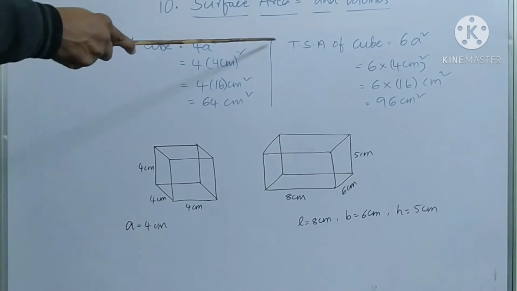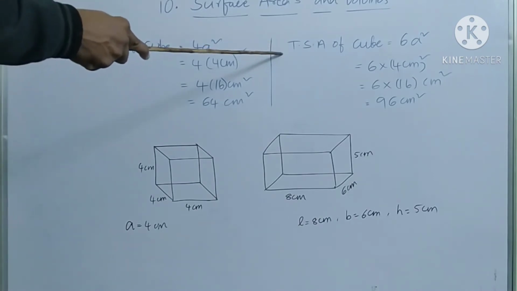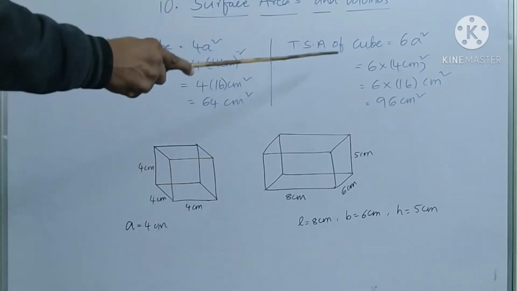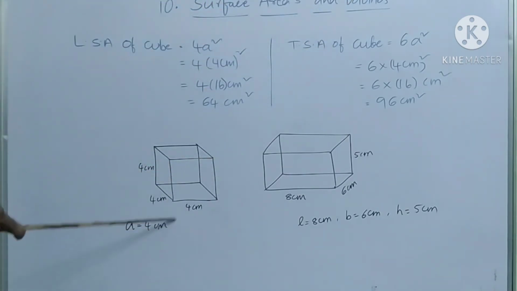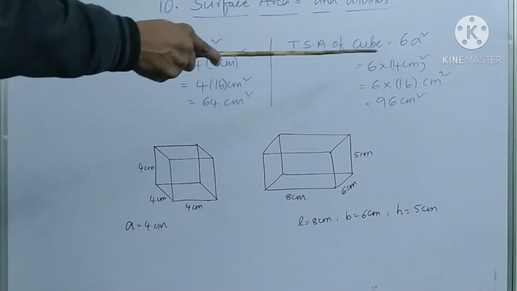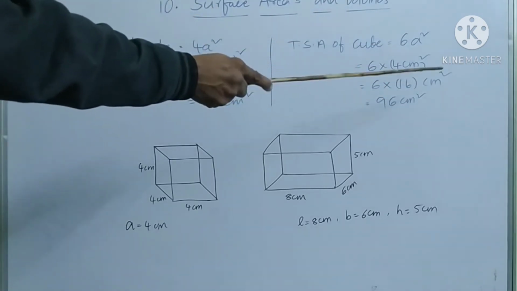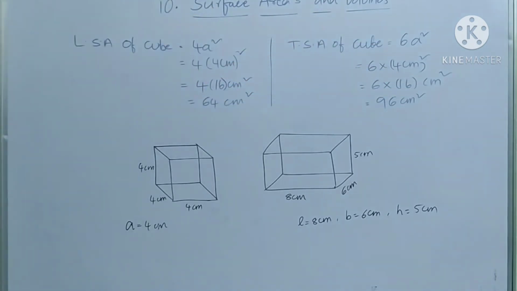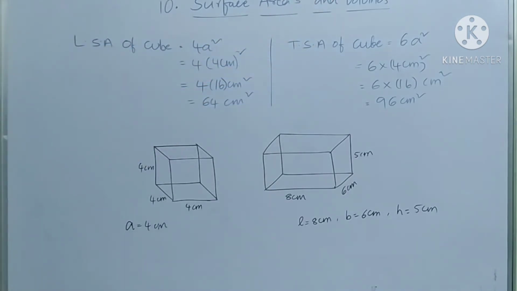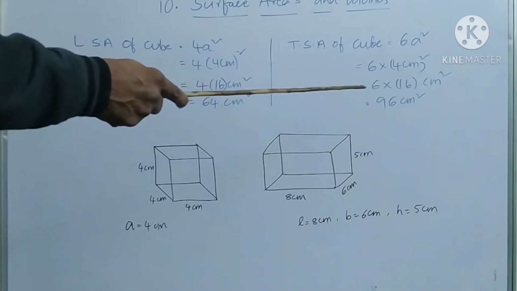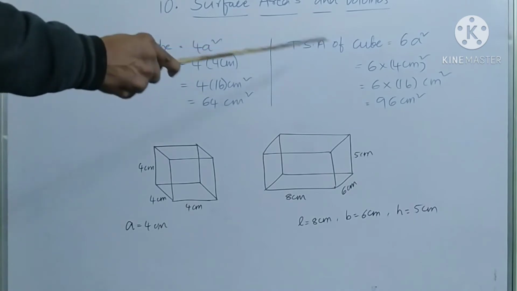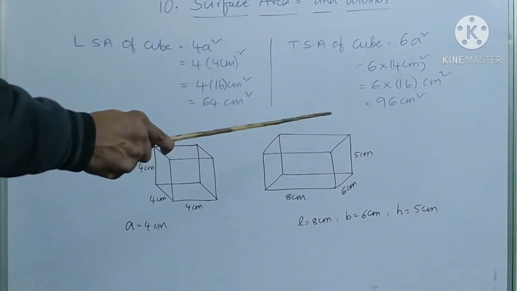Next one, total surface area of cube. TSA formula is 6a square. So that is equal to 6 into a square, meaning 4 centimeters square. So that is 6 into 4 4s are 16 centimeters square, 16 6s are 96 centimeters square. So the total surface area of cube is 96 centimeters square. Here the unit of area is centimeters square. Lateral surface area is 64 centimeters square and total surface area of cube is 96 centimeters square.